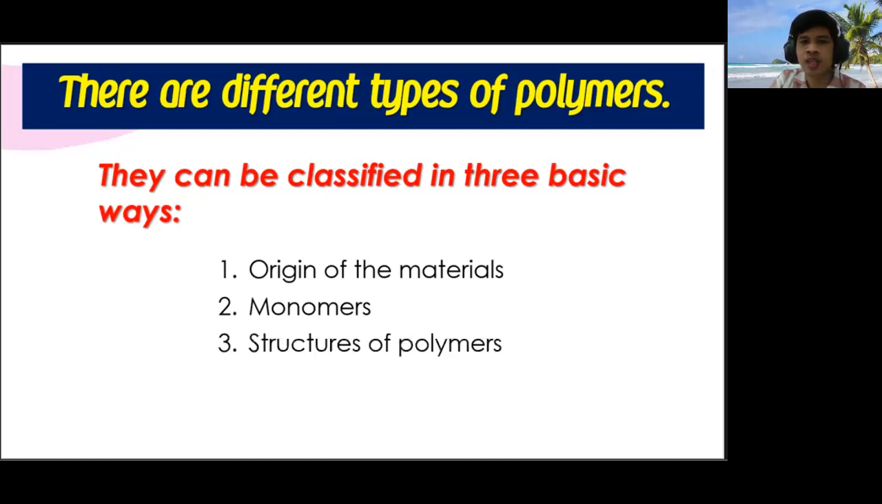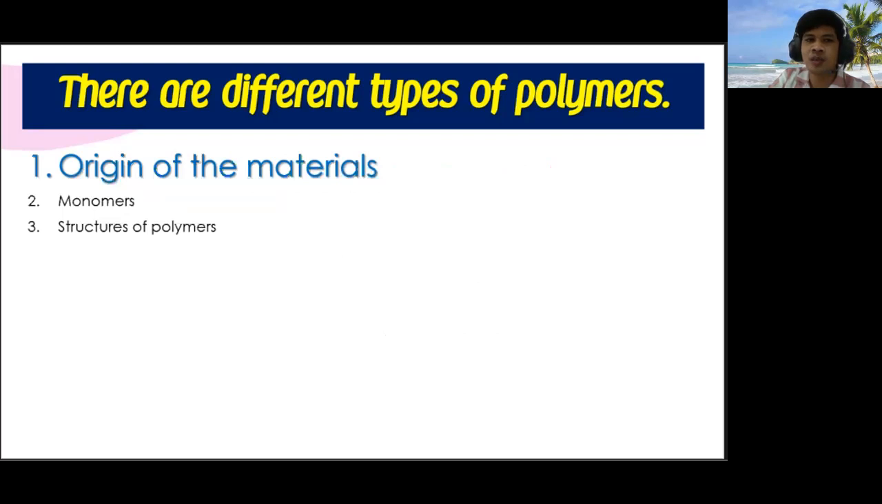And number three, based on the structures of polymers. Today, I'm going to tell you at least three basic structures of polymers. There's another structure like link polymer, but we will just focus on the three basic structures, which I will tell you later. So let's study this one by one. The first is origin of materials, number two, monomers, and number three, structures of polymers. Let's start with number one, origin of materials.